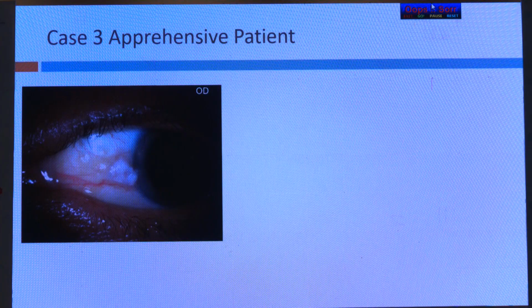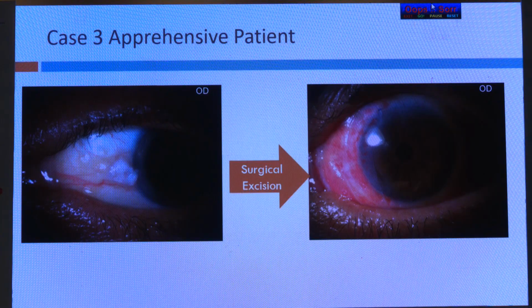So let's see, this is just a 1 clock hour OSSN, an ideal patient for surgery, but the patient was too apprehensive, wanted to go for surgery, and surgical excision was done.